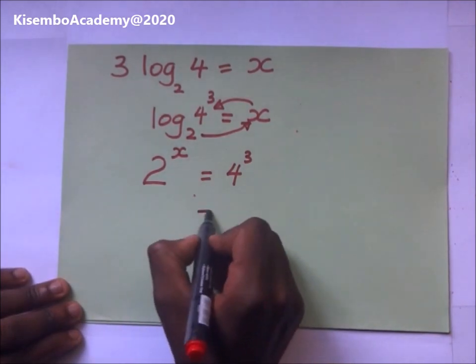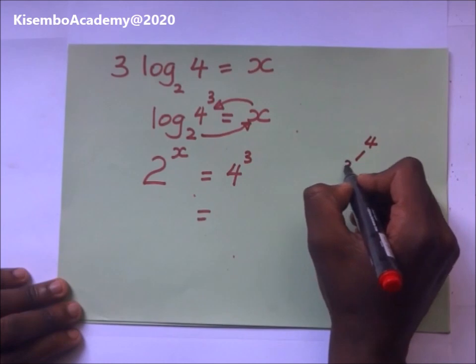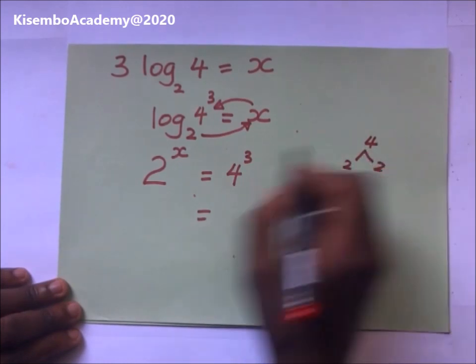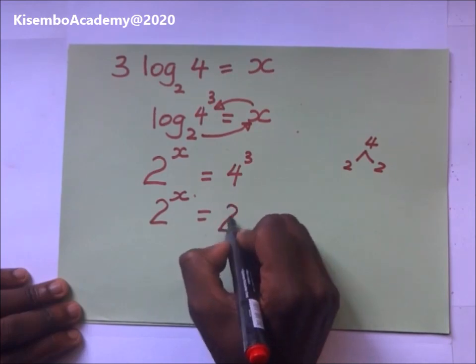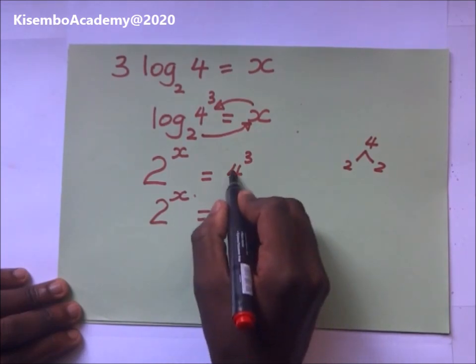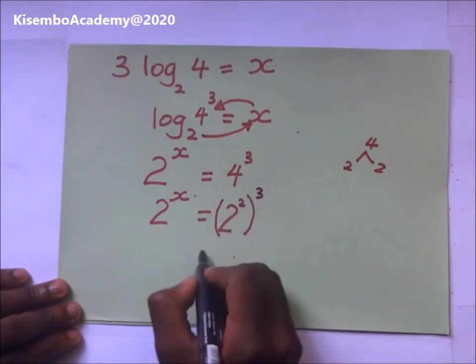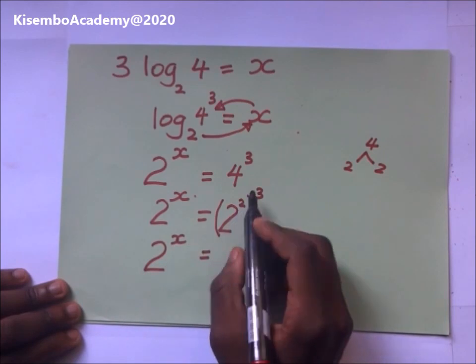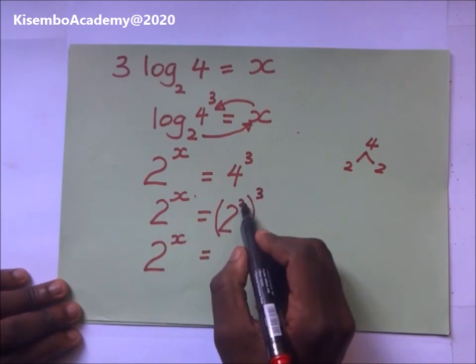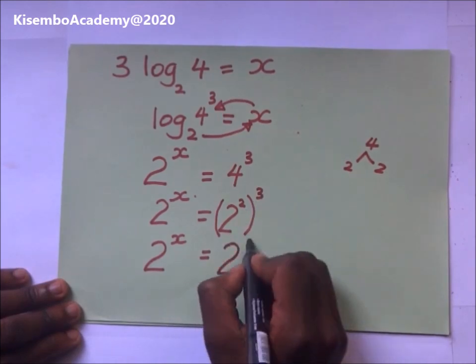If you look at this, 4 is the same as 2 squared, because 2 times 2 is 4. So 2 to the power x is going to be 2 squared, and 2 squared is 4, so it is 2 squared to the power 3. This is the same as 2 to the power x being equal to 2 to the power 2 times 3, which is 6. So it's going to be 2 to the power 6.